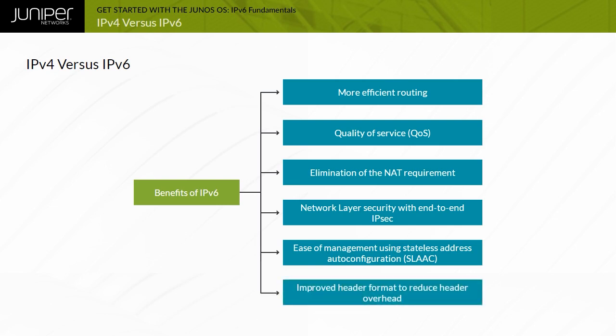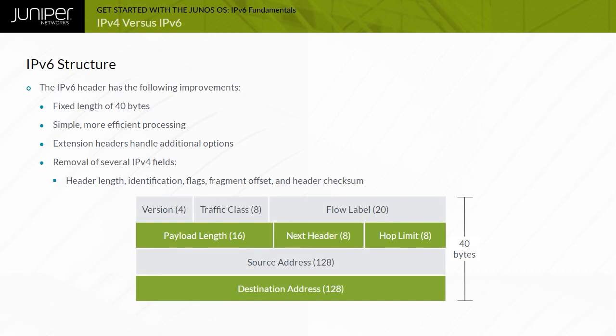to reduce header overhead. IPv6 headers include improvements over IPv4 headers that provide more efficient processing. Where IPv4 has a 40-byte field set aside for special options, IPv6 supports extension headers that can be appended to the IPv6 header to support additional options.